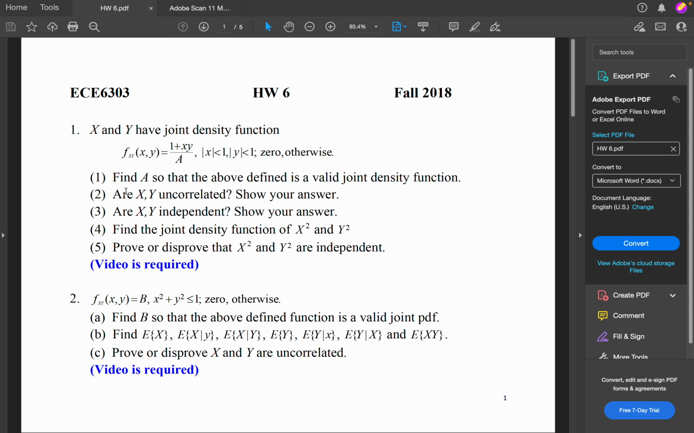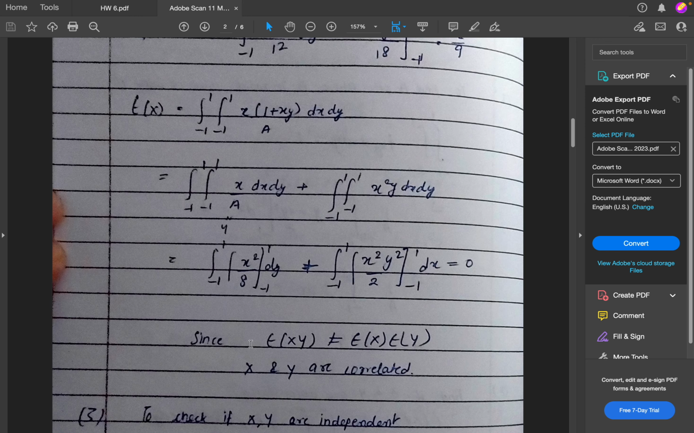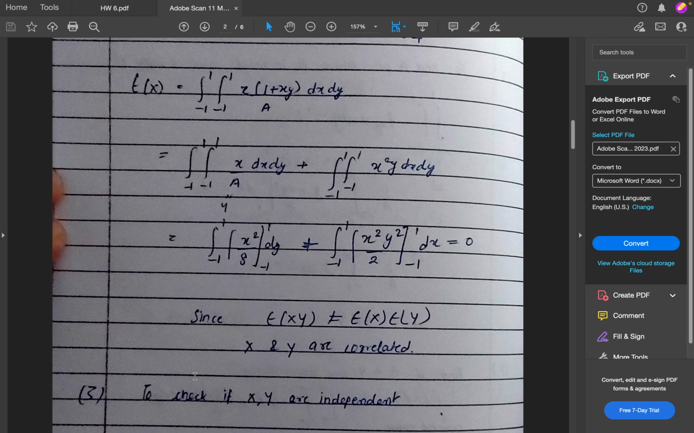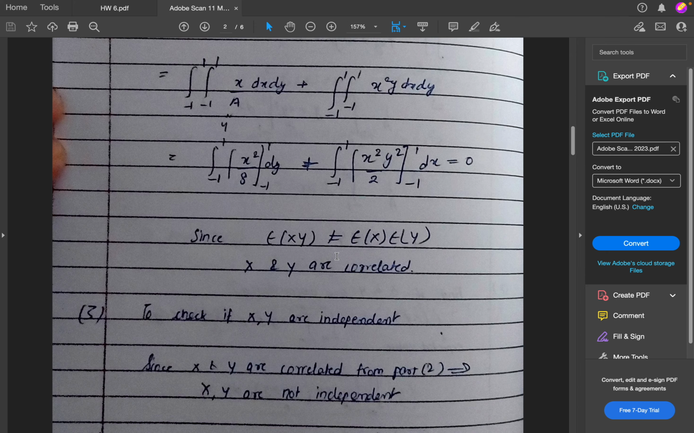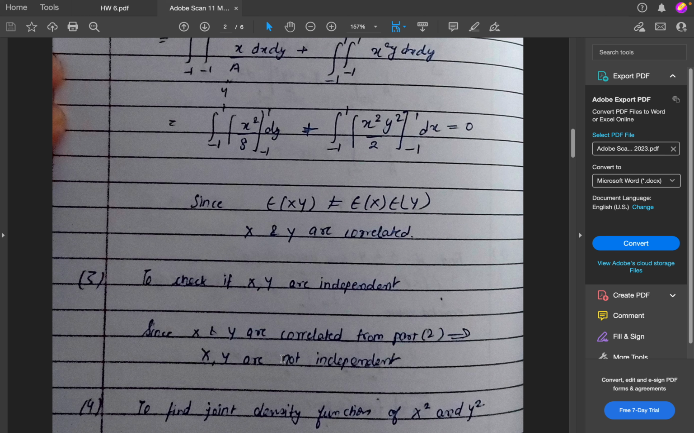For the third part, we need to check if x and y are independent. We already know that x and y are correlated, therefore from the previous part we can say that x and y are not independent.